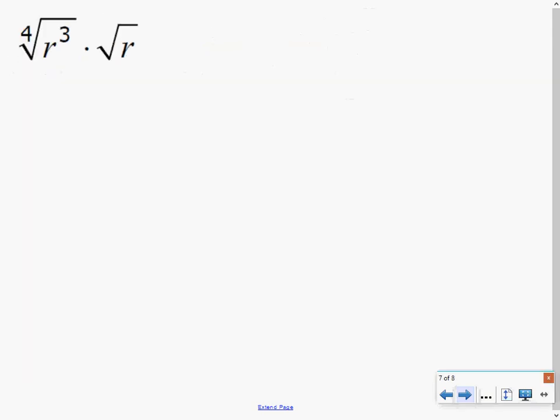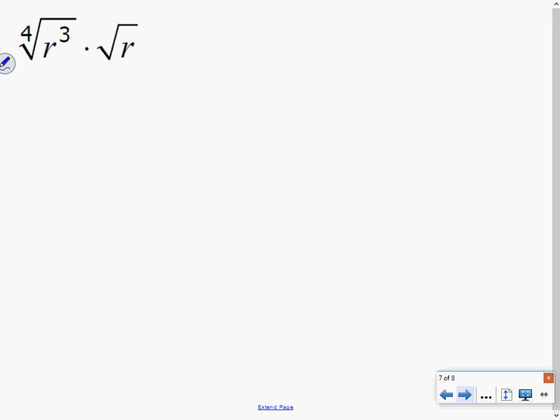All right, last one here. Notice this is a little different. This one starts in radical form. The problem is I have a 4th root times a square root. There's nothing I can do to simplify this. That's something we talked about back in one of the earlier videos. In order to multiply radicals, they have to be the same root. So our strategy here is to get it into exponential form first and then see if we can deal with it that way.